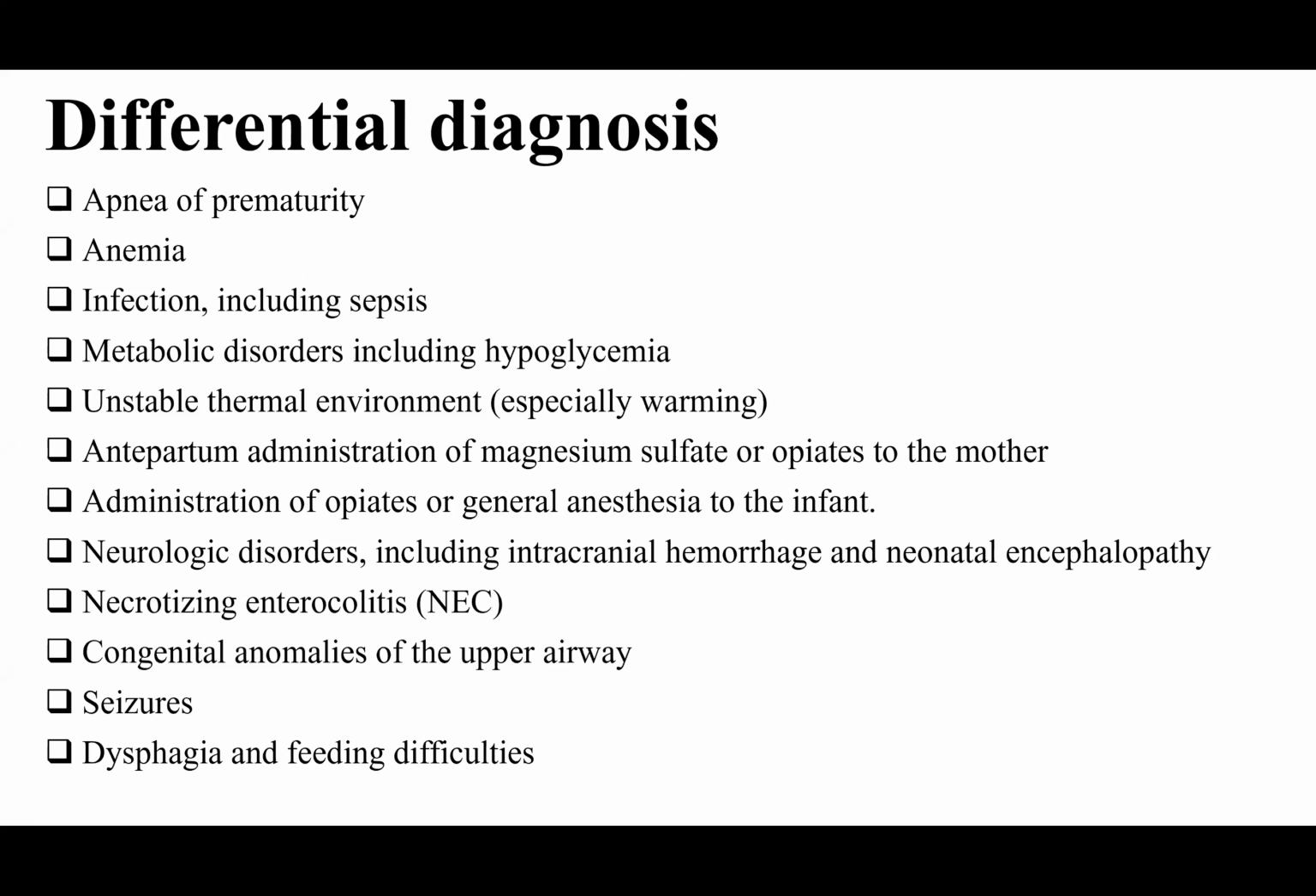Now, what is the differential diagnosis of apnea of prematurity? The most common is apnea of prematurity. What else can cause it? Anemia. Surprisingly, they say anemia causes apnea. But when you treat anemia by blood transfusion, it is not a correction for apnea. It even might contribute. So if you look at the evidence, anemia is listed as a cause of apnea, but correction of anemia does not improve apnea. However, you still have to treat it.